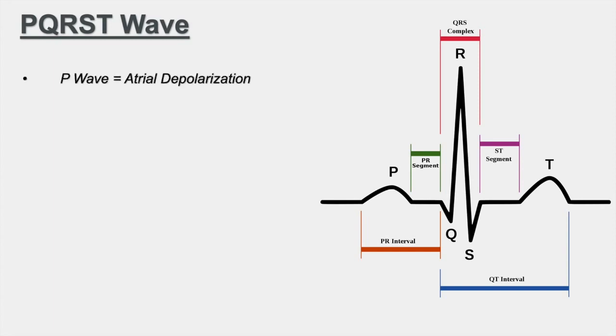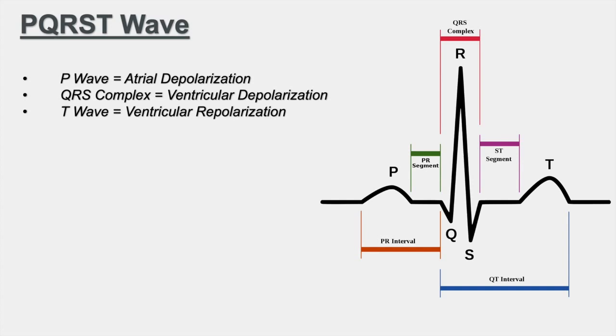The P wave denotes atrial depolarization. That's what the P wave means. That's what actually happens with regards to the P wave. The QRS complex denotes ventricular depolarization, and the T wave generally denotes ventricular repolarization. Now, in some cases, you may see a U wave, and that is thought to be due to Purkinje fiber repolarization. You're not going to always see this, but I just thought I would add this here for completion.